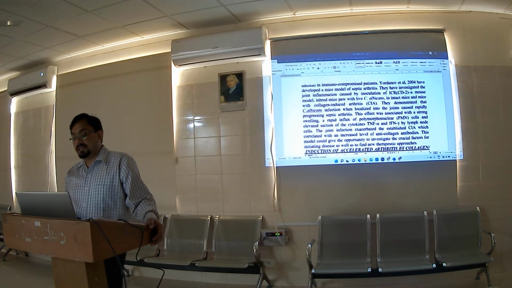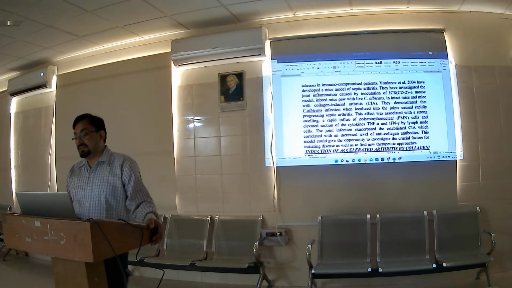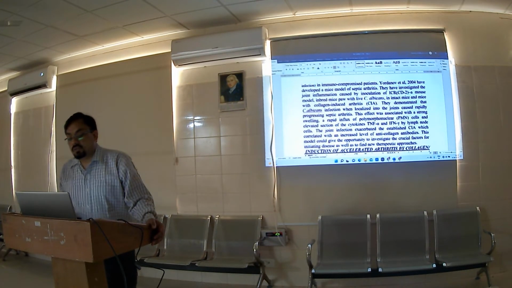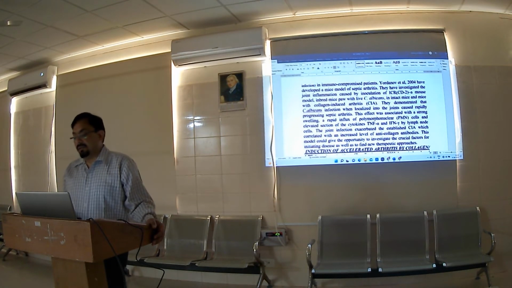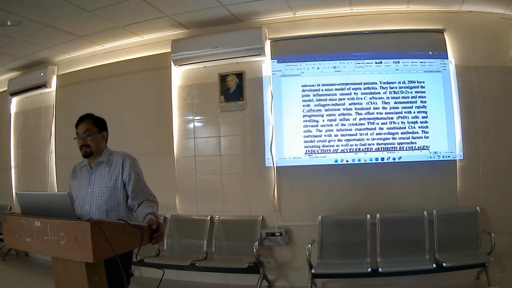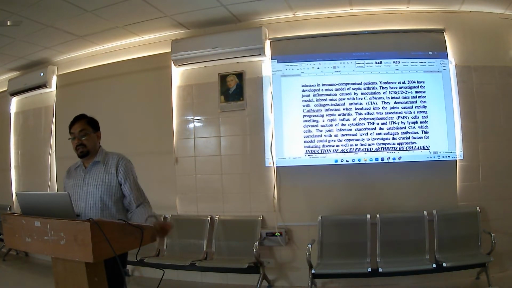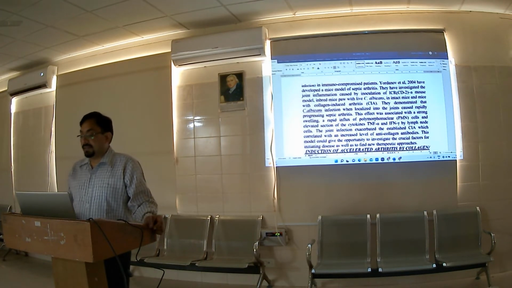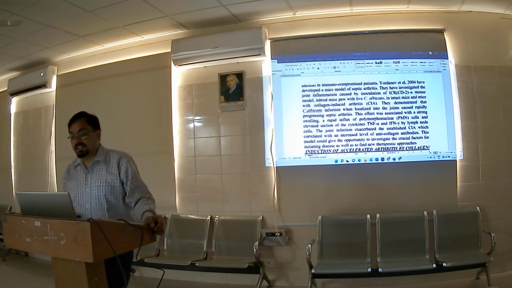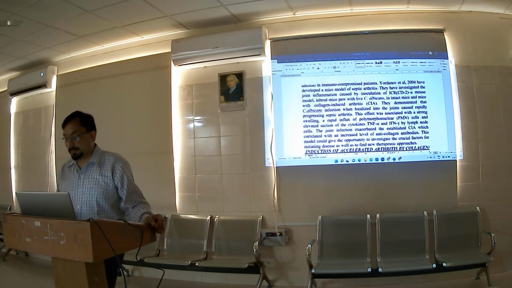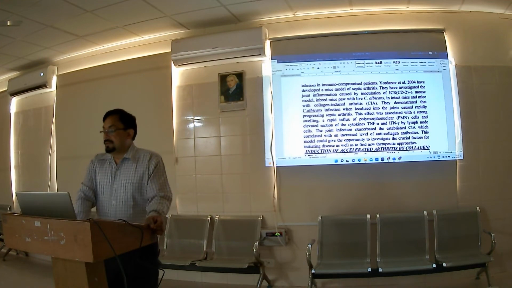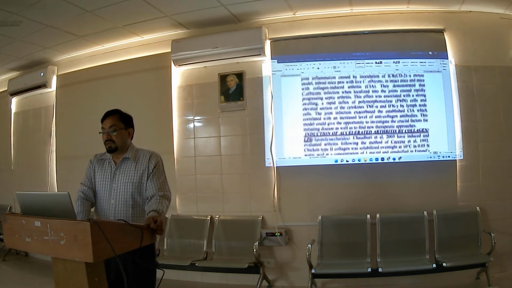The joint infection exacerbated the established collagen-induced arthritis, which correlated with an increased level of anti-collagen antibodies. This model could provide an opportunity to investigate the crucial factors for initiating the disease as well as to find therapeutic approaches. So, one more, at last.